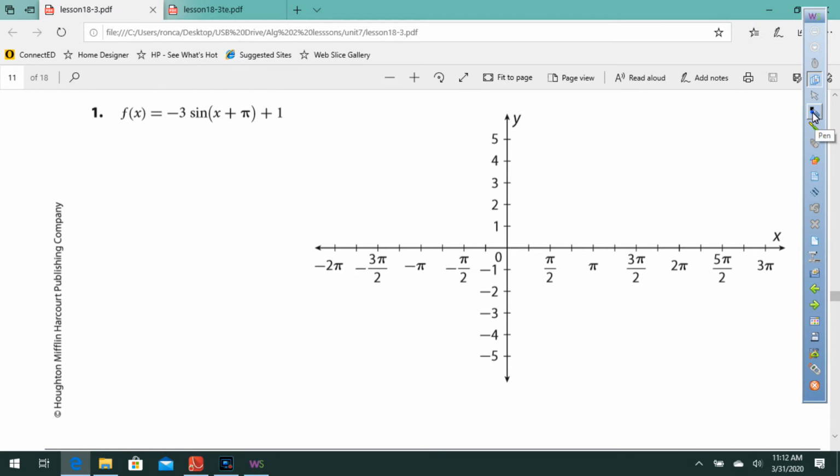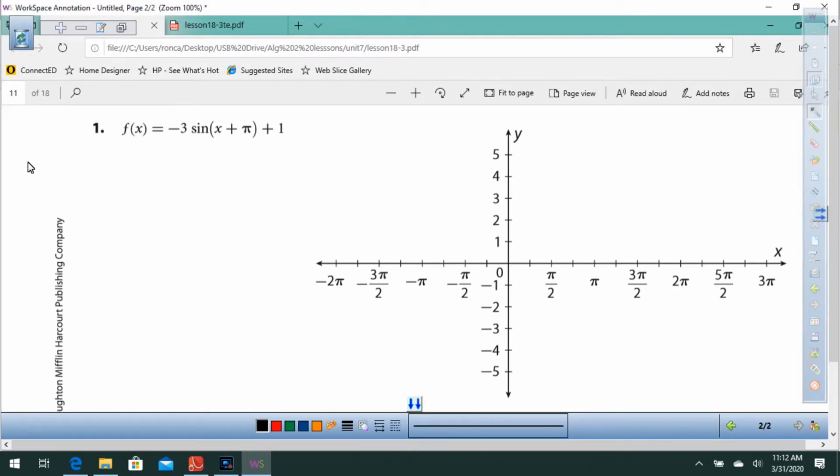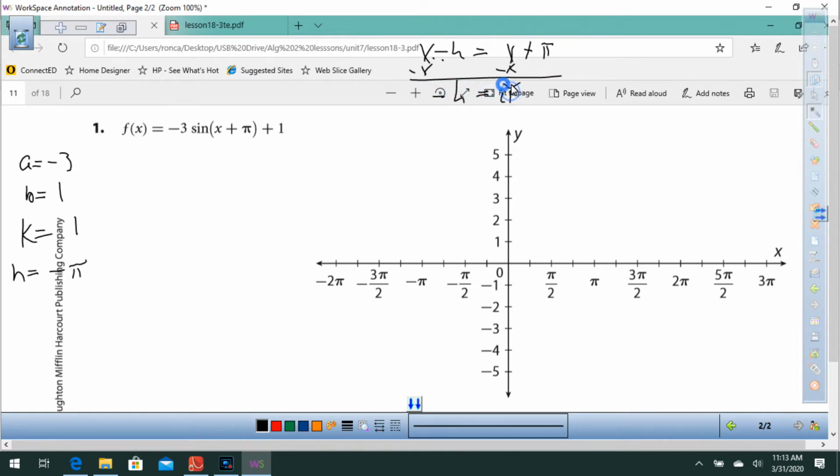Let me put it up here. All right. So we're going to start off by A is -3. So that's going to be a vertical stretch by a factor of 3 and reflect over the x-axis. B in this case is 1. K is 1, and H is -pi. Remember, it's x minus h, and in this case we have x plus pi. So we subtract x from both sides, and we get -h equals pi. Multiply both sides by -1, and we get h equals -pi. Okay, so H is -pi. That's how we do that.